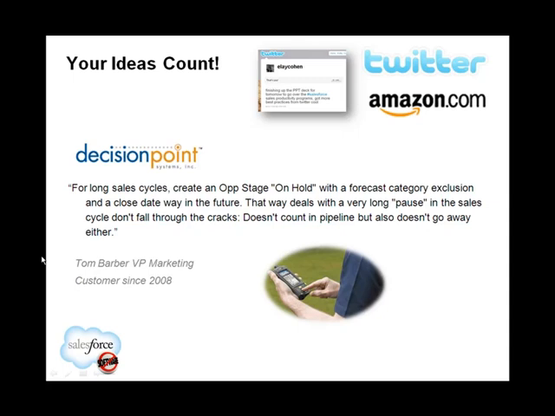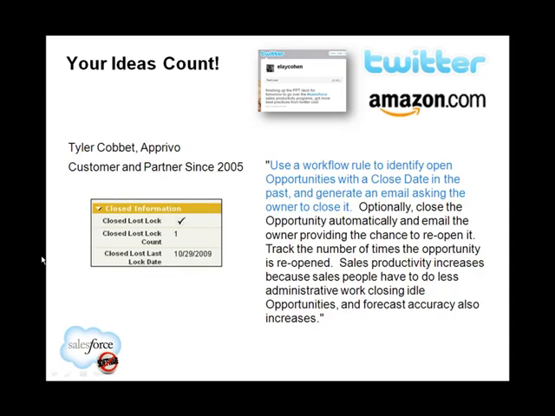In Decision Point, Tom Barber, who's a great Salesforce friend, been a customer for a while, shared with us, I'm going to just quote, for long sales cycles, create an opportunity stage on hold. Pretty interesting, with a forecast category exclusion and a close date way in the future. This way, you're able to keep deals in the pipe, but at least they don't fall through the cracks. And I think that's a pretty good best practice. And again, thank you, Tom, for sharing that one with us.